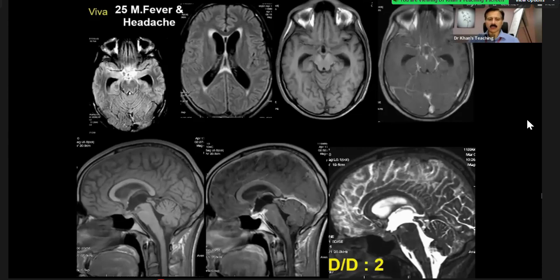obstructive hydrocephalus. The Europeans use this word. We use the word in the UK, communicating hydrocephalus. Basically, communicating hydrocephalus means that the obstruction is outside the ventricular system. Please remember that the CSF goes from the fourth ventricle into the basal cisterns, goes up into the convexity, and gets absorbed with the arachnoid villi into the sagittal sinuses. So the obstruction is at the level of the basal cistern.